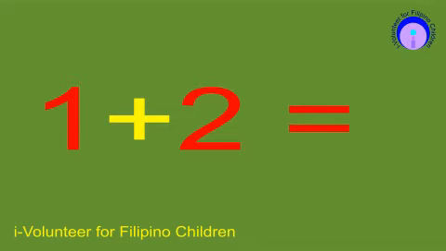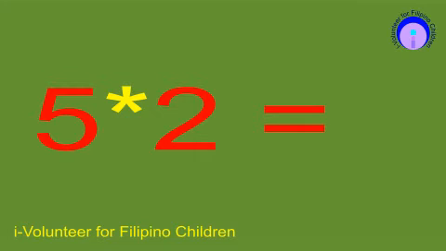1 plus 2 is equals to is wrong. It should be 1 plus 2 equals 3 or 1 plus 2 is equal to 3. 5 times 2 equals. It should be 5 times 2 equals or 5 times 2 is equal to.